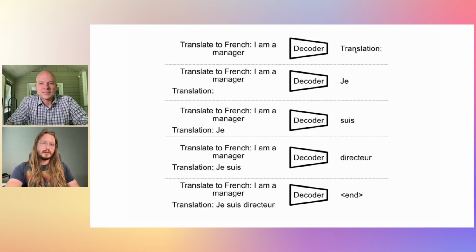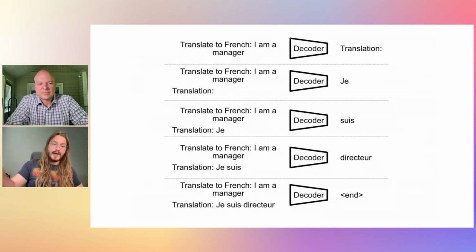Then you say, okay, language model, that was a fine prediction. Let's put that back into the input. So now your input is translate to French, I am a manager, translation colon, predict the next word. And it might be je. Then you take that word, put it back in the input, and it might be suis. Then you take that, put it in the input, and it might be directeur, right? So you keep passing the output back into the input to generate the next sequence.